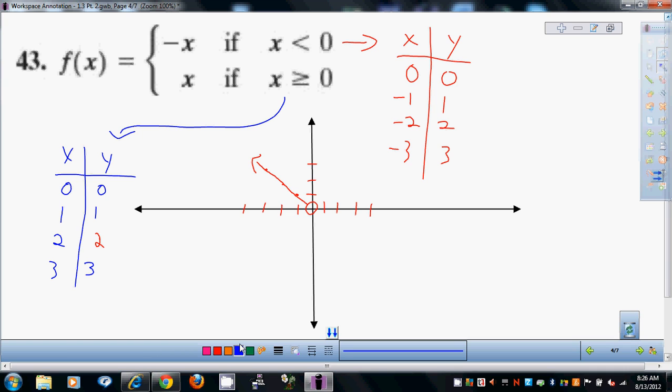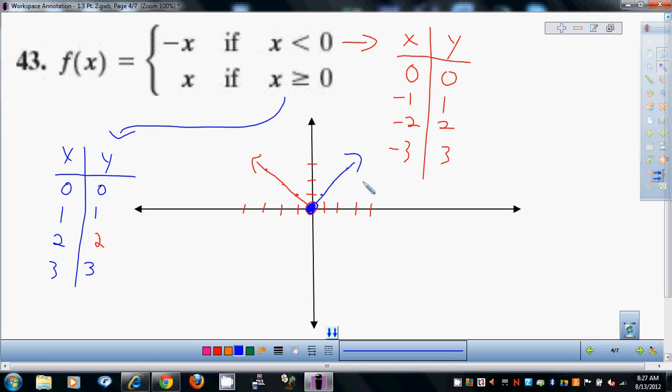Now for my second piece of the equation, where do I start? 0, 0 is going to be whole or open? Whole. I hear people saying the answers, but I can't hear you loud enough, so please speak up. 0, 0, 1, 1, thank you. 2, 2, 3, 3, connect the dots. And there you go. So what was open for one of the functions ended up getting filled in with the other function.